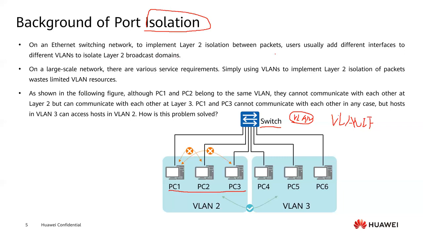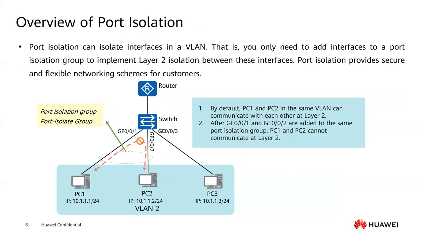In the traditional network, we use VLAN technologies to isolate layer 2 broadcast domains. But in a large-scale network, there are various service requirements. For example, they belong to the same VLAN, so how do we do the isolation? The solution is port isolation. So what is port isolation? Port isolation can isolate interfaces in a VLAN.